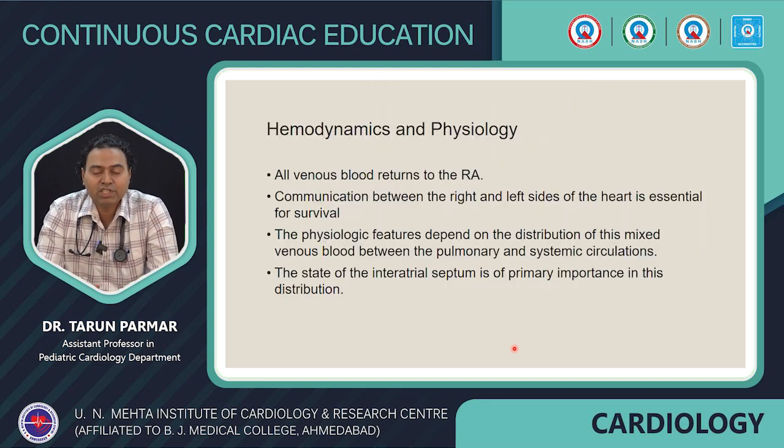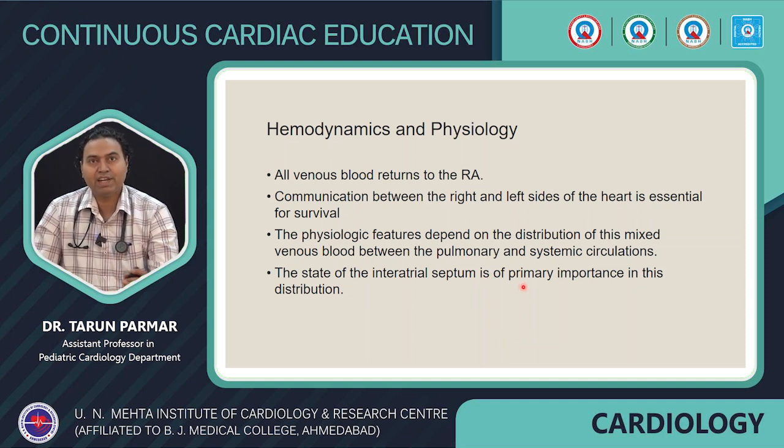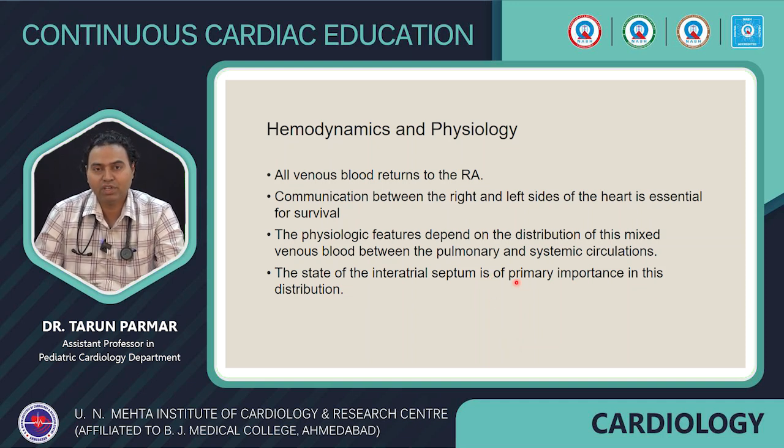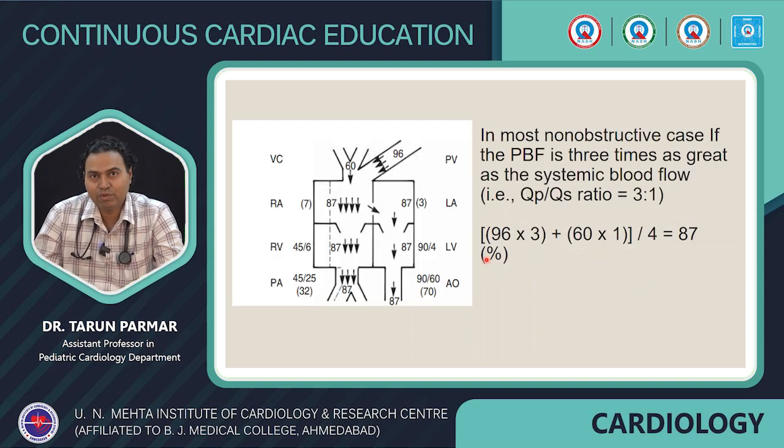So what is the hemodynamics and physiology of the TAPVC? All venous blood returns through the RA. So communication between the right and left side of the heart is essential for survival. That is most commonly in the form of an ASD or PFO. The physiologic features depend on the distribution of the mixed venous blood between the pulmonary and systemic circulation. The state of the interatrial septum is very important, as we have seen.